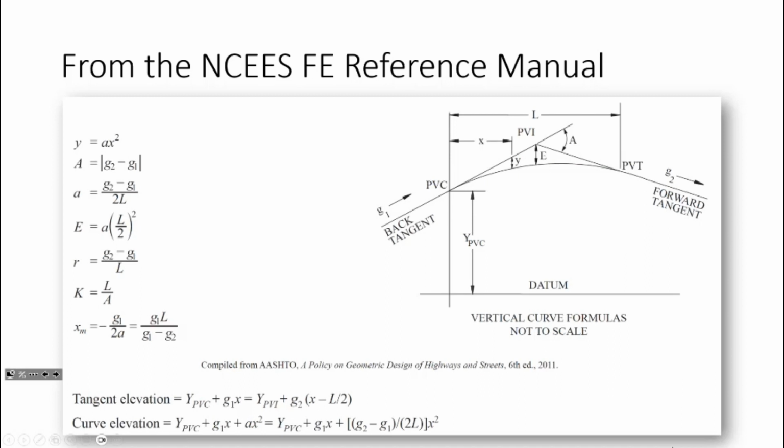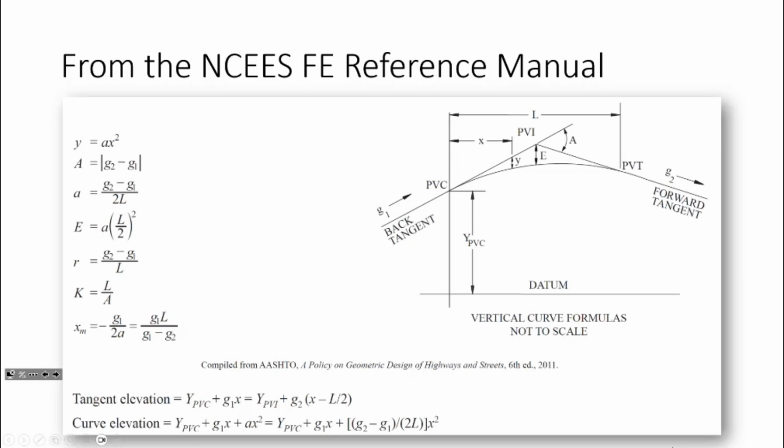Now, if you open up the NCAAS reference manual, you'll find all this stuff here. I mean, you can see the equation of the curve right here. You can find all of the terminology here. Again, same idea. There's a couple of additional things in the manual that I'm not really going to worry about so much, like the E value and whatnot, but you can calculate that if you'd like.